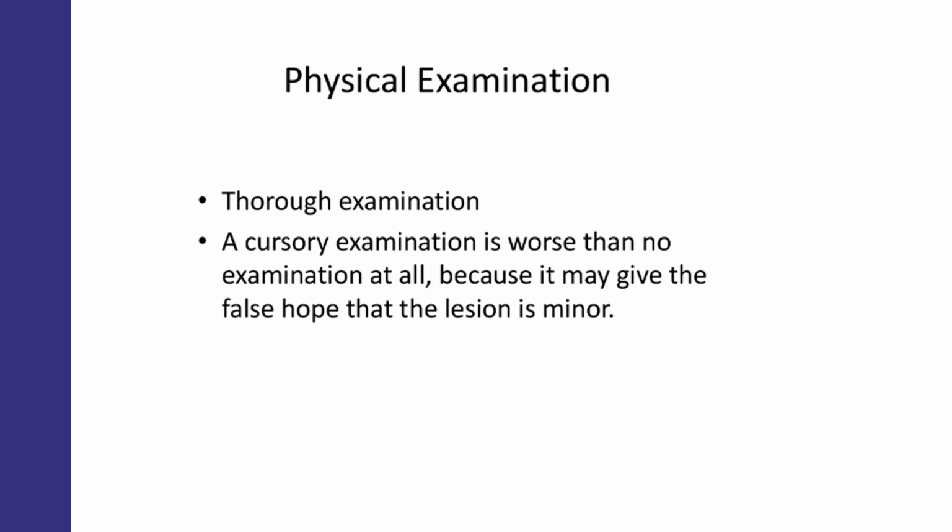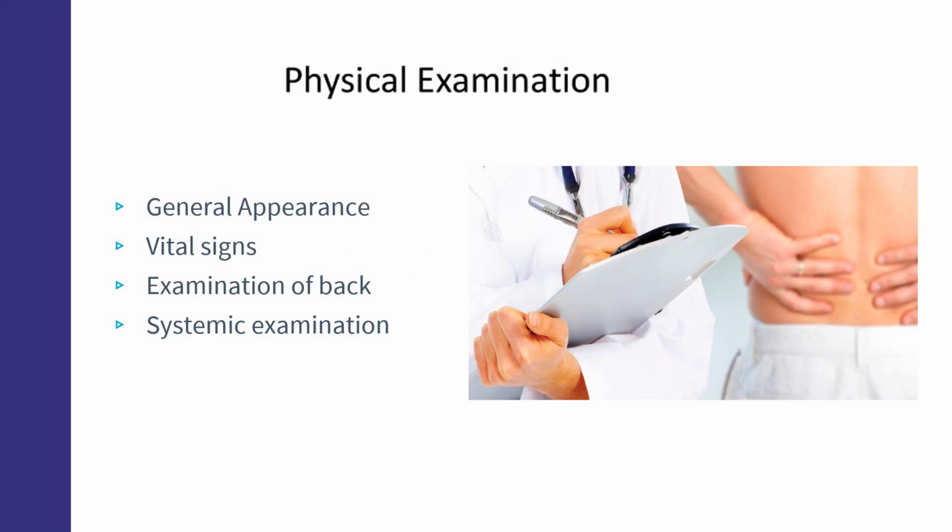So once you ask for the history, thorough examination is a must. A casual examination is worse than no examination at all because it may give the false hope that the lesion is minor. So physical examination includes the general appearance, noting vital signs, examination of the back, and the systemic examination.